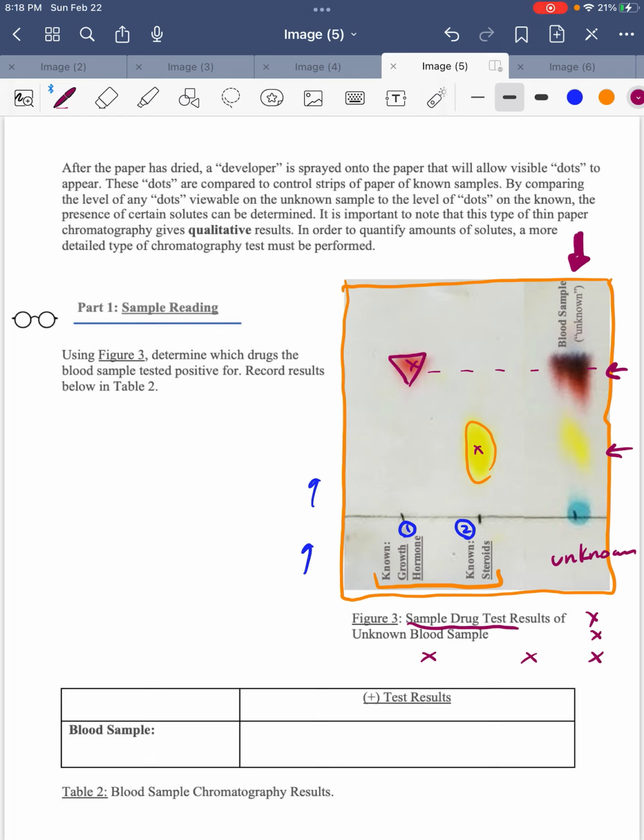So on your summary sheet that you hand in to me, you're going to record the results here. Based on this rectangular result, what did our unknown blood sample test positive for?